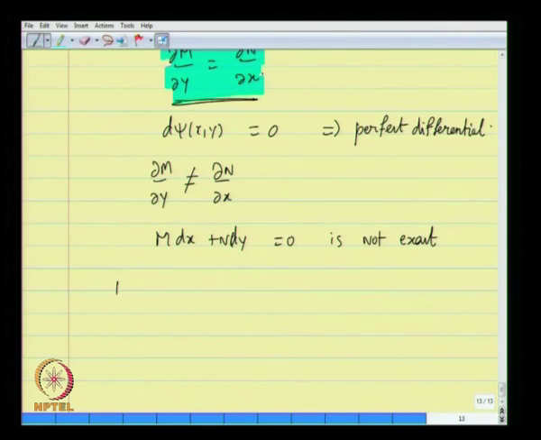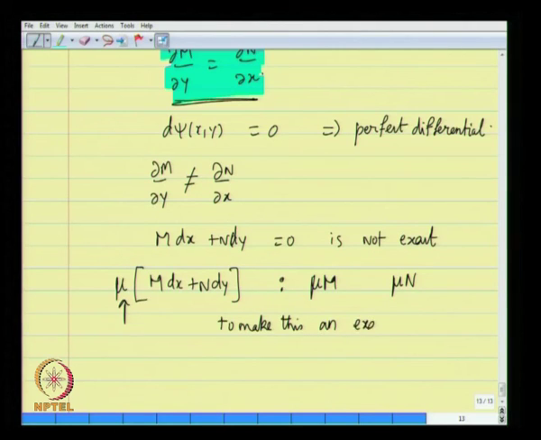Often what you can do is multiply this by another function mu, such that mu m and mu n satisfy these conditions, that the d by dx of mu m is the new function, and the d by dy of mu n is the new function. Their sum with the dx and dy is equal to 0, and then the multiplication by mu makes this an exact differential. Okay. The factor mu is known as the integrating factor.